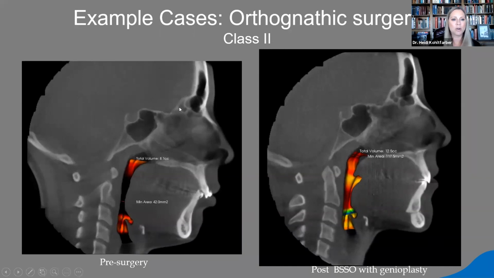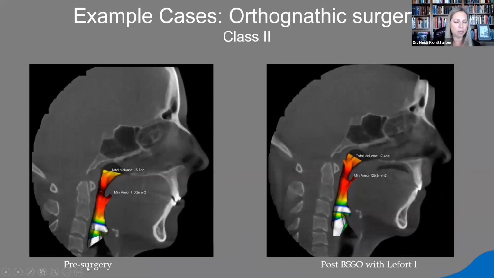All right, so here's some orthodontic surgery example cases. This is a class 2 patient. This was pre-surgery. We saw this one earlier. You see that limited airway space. And then this was our post-surgery with bilateral sagittal split osteotomy, and they had a genioplasty. And we do have a little bit more airway, still pretty small at this stage of the game, I would say. So we might start to think about perhaps other things as well, but we do have some improvement in the airway space, and that might be enough for our patients.